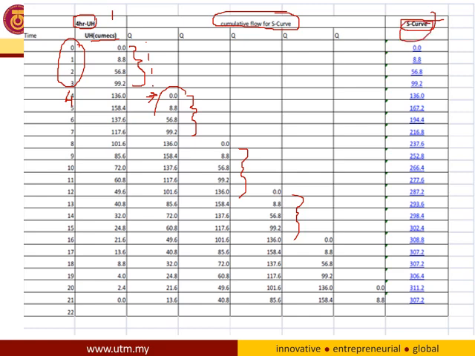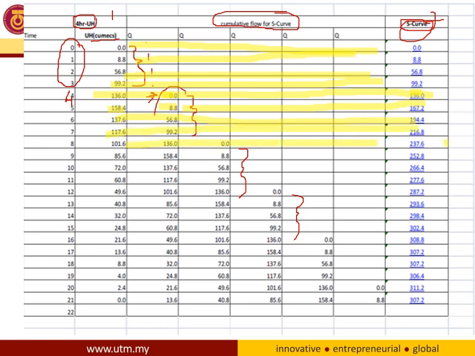How do you get this S curve? You just add up each row each time. This is 8.8, still 56.8, still 99.2. Then at the 4th hour it should start to add up. So this is 0, so it's still 136. So the next, the 5 hour, 158.4 plus 8.8. So it already adds up. Okay, so add each row.